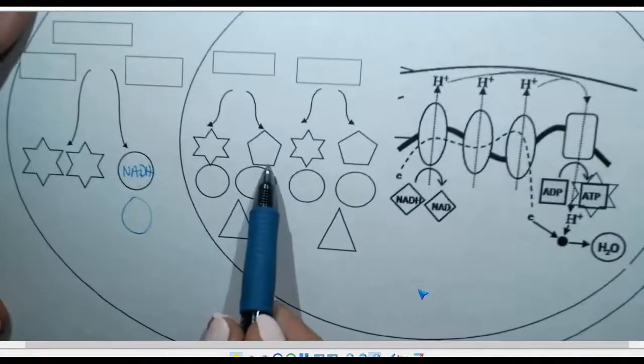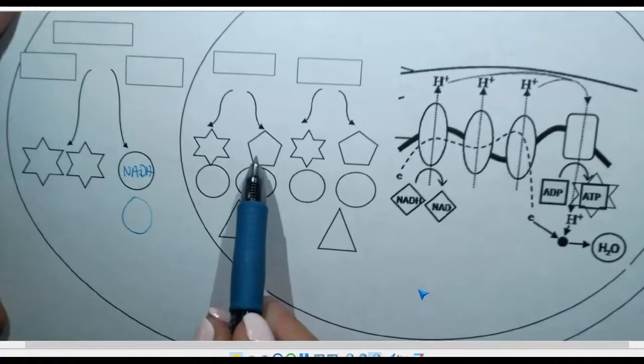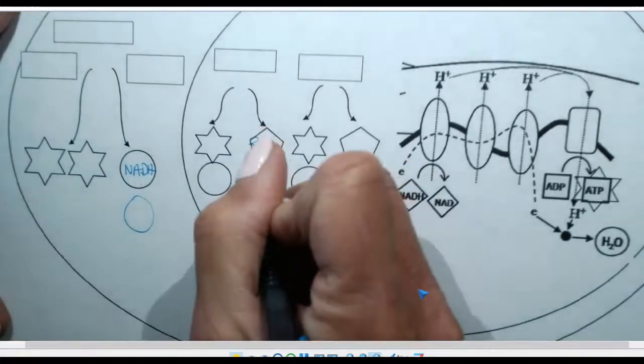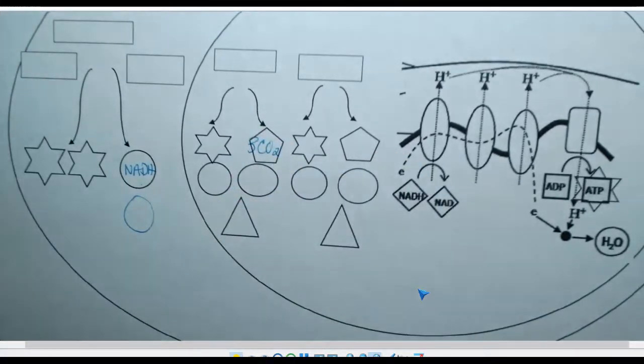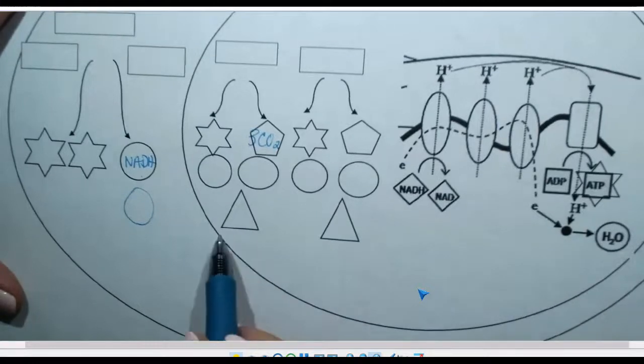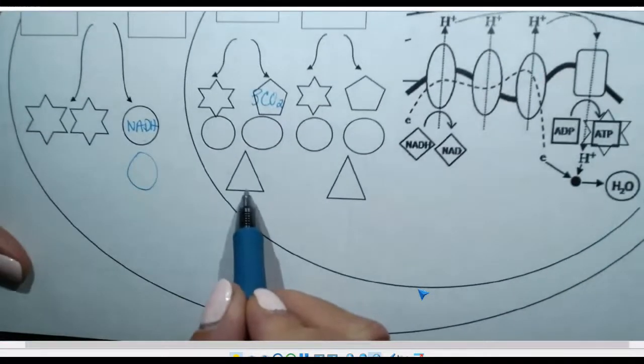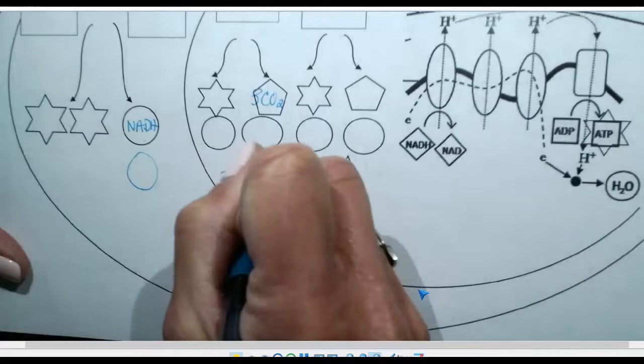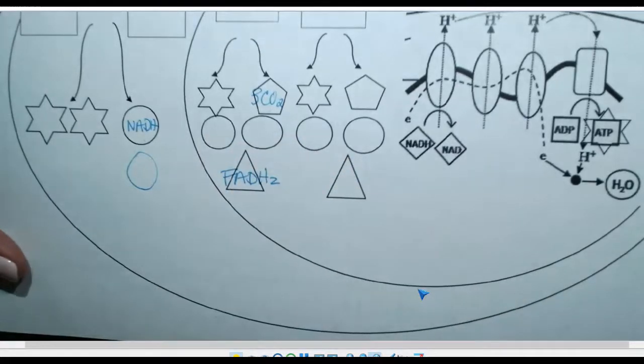This guy right here, that's the stop sign. What does he represent? 3CO2, very good, which is one of the products of cellular respiration. Our triangle represents what again? FADH2, both of them do.